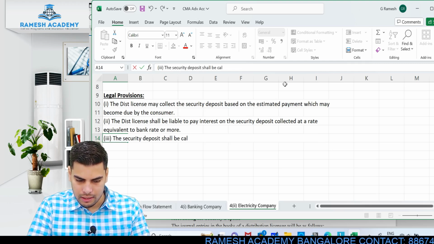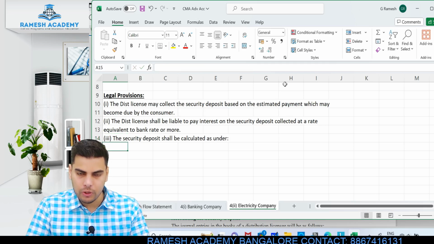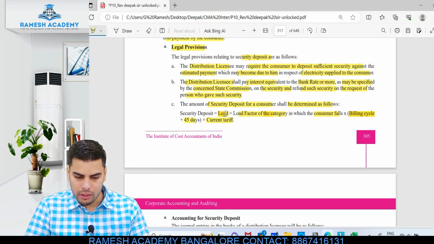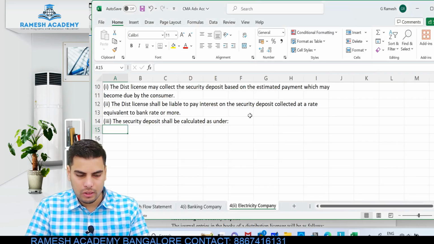Okay, so the security deposit shall be calculated as under. Now, how exactly do we calculate this particular security deposit? Very simple. The security deposit will be equal to the total load into the load factor of the category for which the consumer falls.